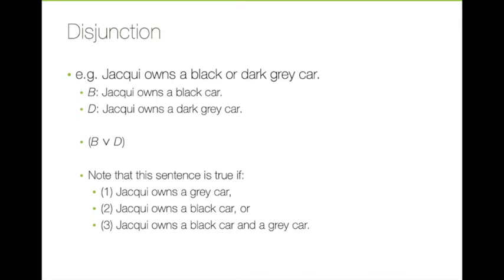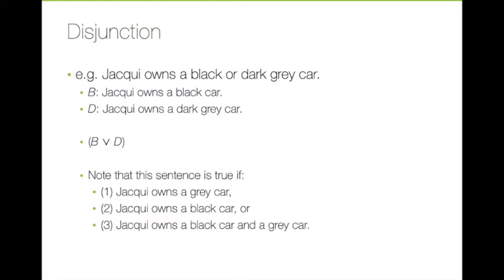We'll start, though, by looking at a straightforward example. Jackie owns a black or dark gray car. We can symbolize this with the two atomic statements B, Jackie owns a black car, and D, Jackie owns a dark gray car. We put B and D on either side of our symbol for disjunction, and we get something that roughly means B or D. Jackie owns a black car, or Jackie owns a dark gray car.